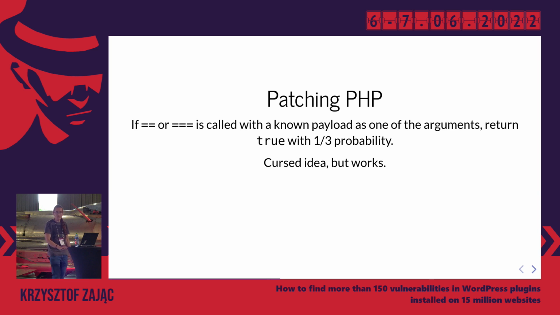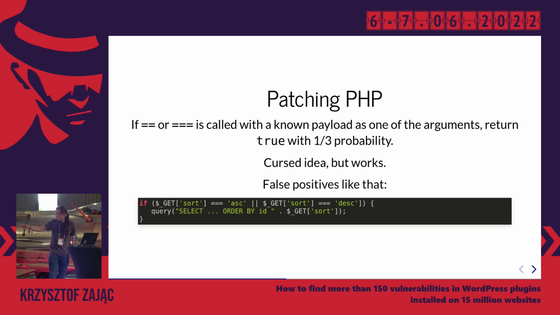So what I did, I just patched equality. If PHP detected that equality comparison is performed on a known payload on one side, and anything, whatever you want on second side, with some probability I returned true. The logic behind that was that it could have been equal if you provided correct value on the left-hand side. Of course, it led to numerous false positives. For example, in the form of: if the sort parameter is ascending or descending, then inject it into SQL query. So of course, there is no SQL injection there. But yeah, that technique mostly worked, except cases where it didn't.